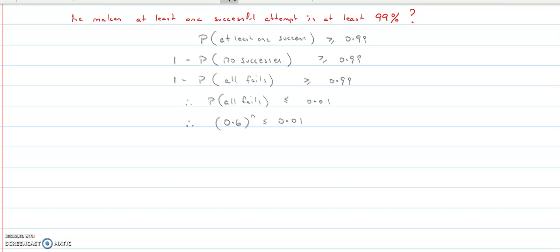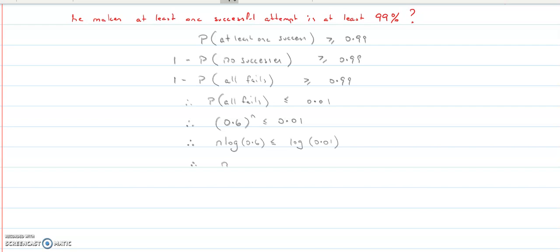Whenever we've got an unknown in our power or exponent, logs come to the rescue. So let's take the log of both sides and bring the n down. We'll have n log 0.6 is less than or equal to log 0.01. All right, that looks good.